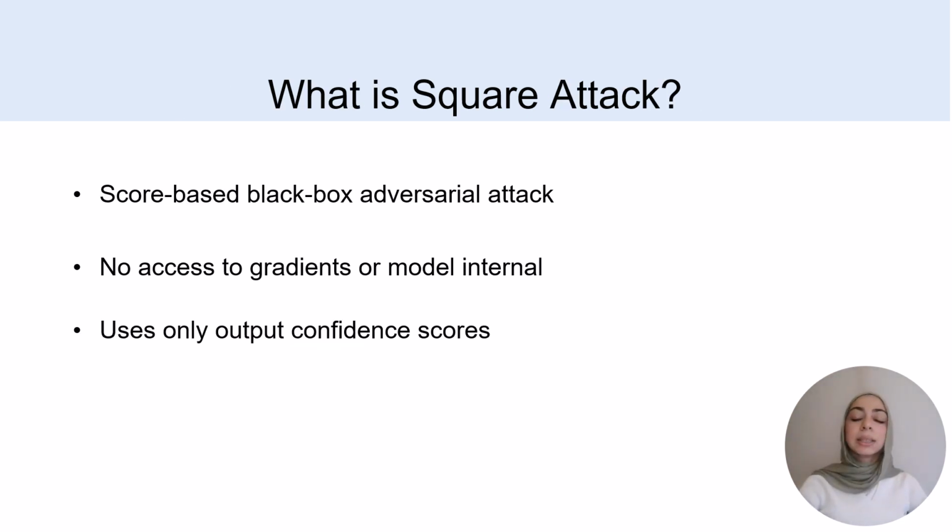So what exactly is a Square Attack? A Square Attack is what we call a score-based black box attack. That means we don't have access to the model's internal workings, like its layers, weights, or gradients. Instead, we only get to see the output confidence scores for each class. These scores are enough for Square Attack to figure out how to craft an adversarial example.